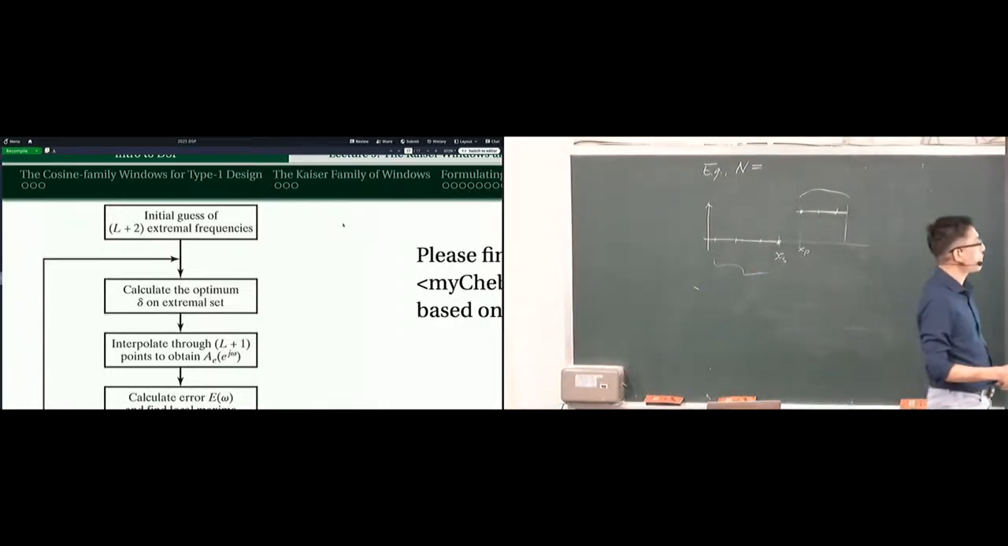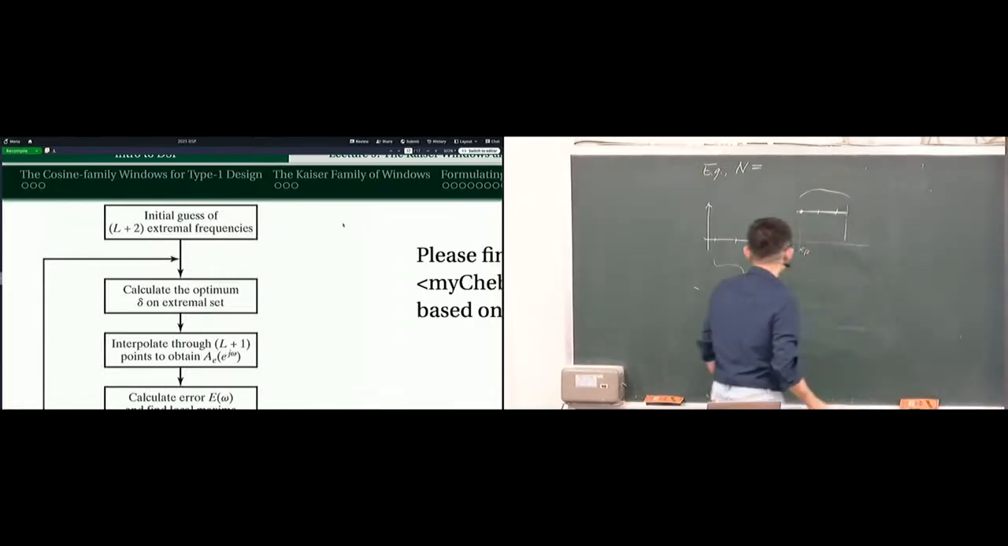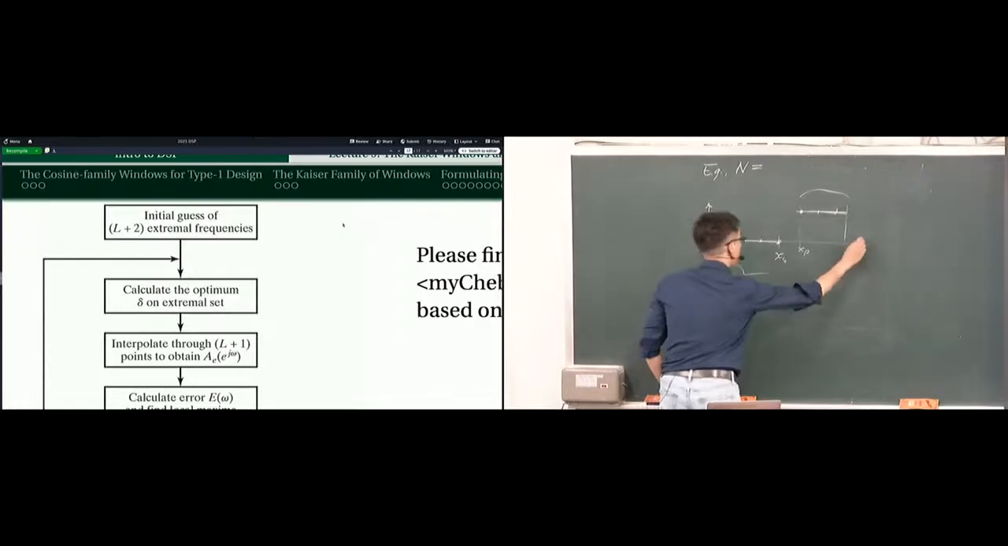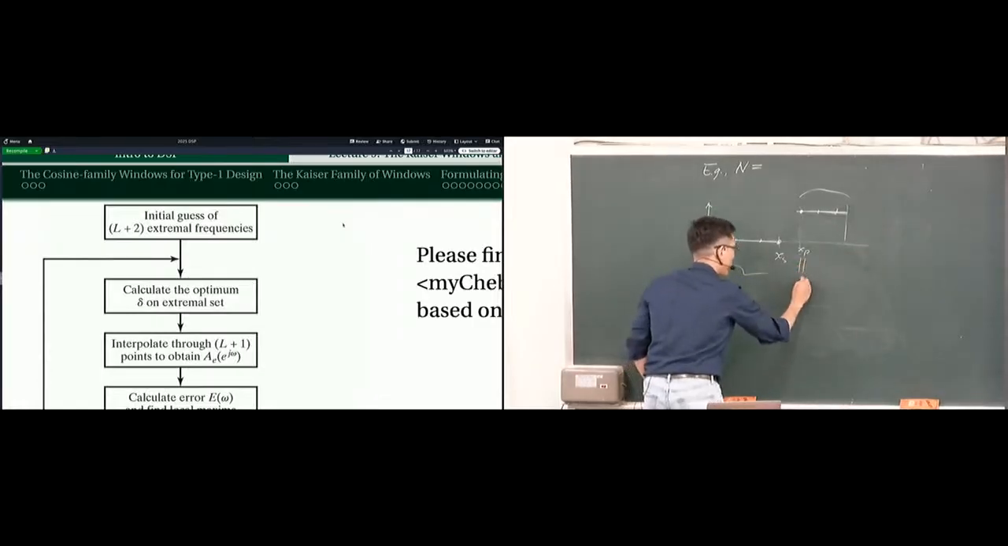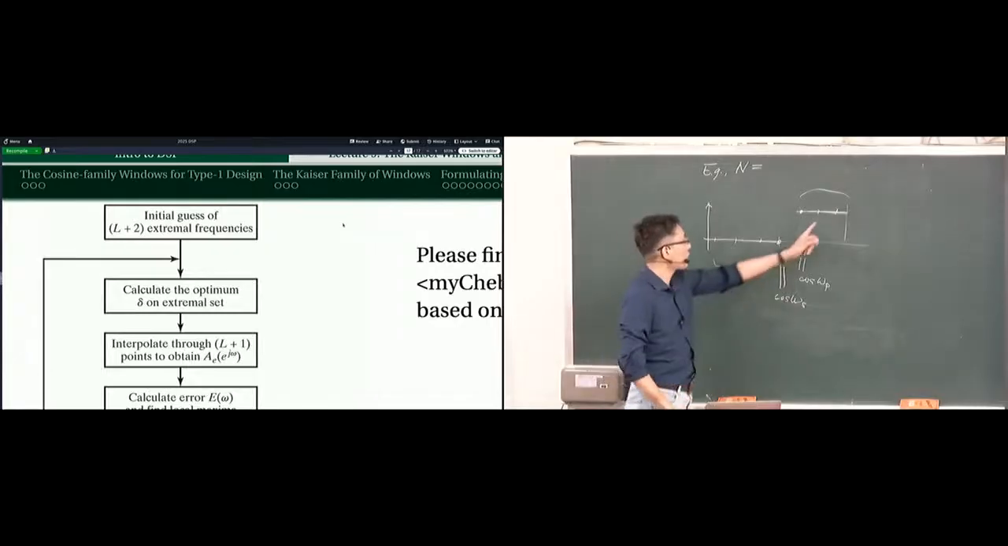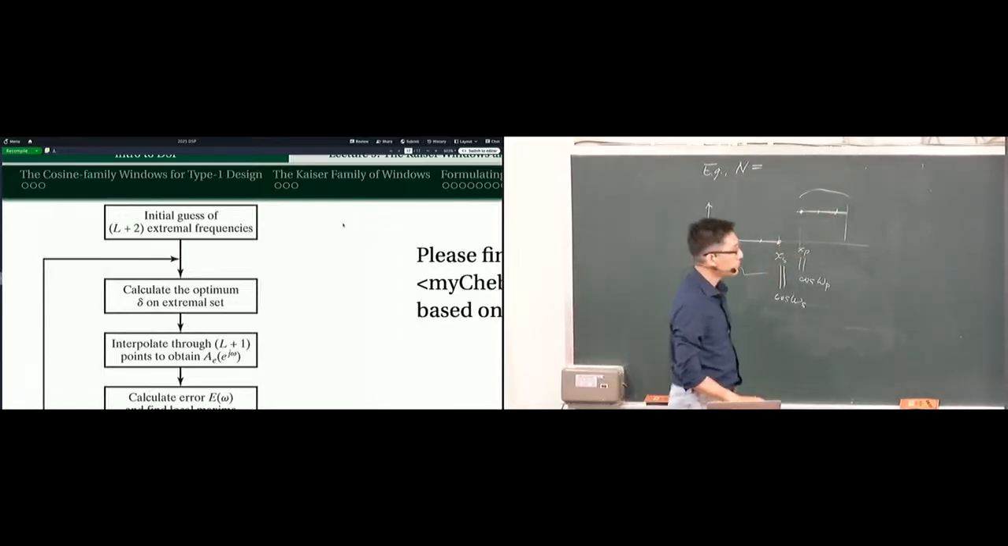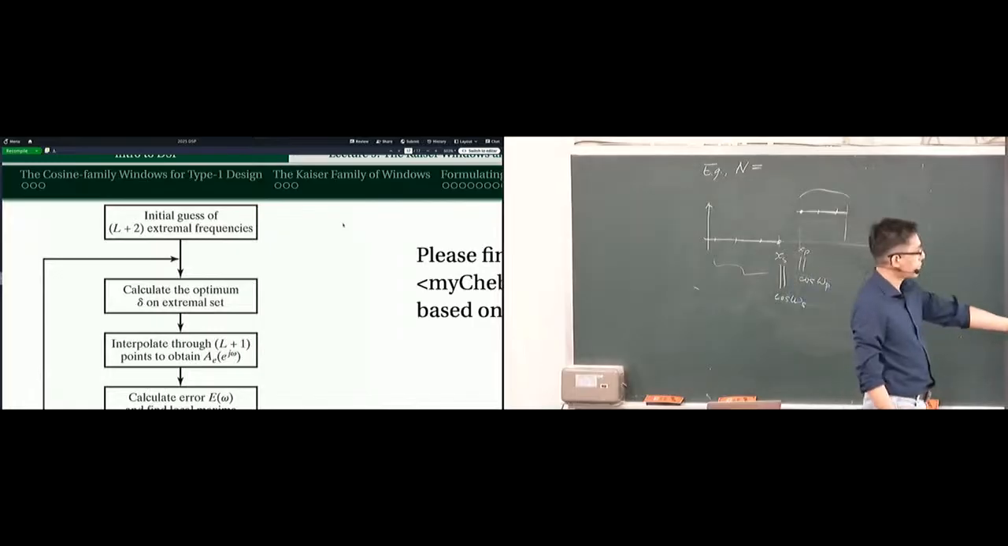So that's the first step already: an initial guess of L plus 2 extremal frequencies. Let's just call X frequency, because we know XP is cosine omega P, XS is cosine omega S. We're designing a low-pass filter. I'm guessing the 5 places, 5 plus 2, 7 places: 1, 2, 3, 4, 5, 6, 7. Okay, making a guess.